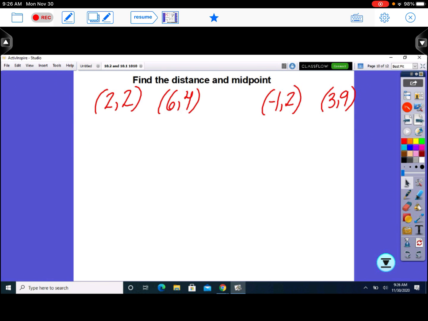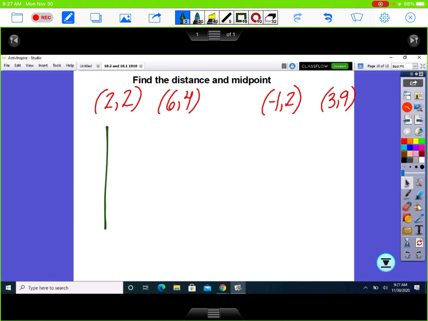Okay, so look, you're not always going to be given a picture. Draw yourself your own rough picture. It says find the distance and the midpoint. So I literally just draw myself a really, really rough sketch. It doesn't need to be perfect. So we're over 2 up 2, somewhere right there. I'll just write that in, 2, 2. We're over 6 up 4, so further to the right and further up.